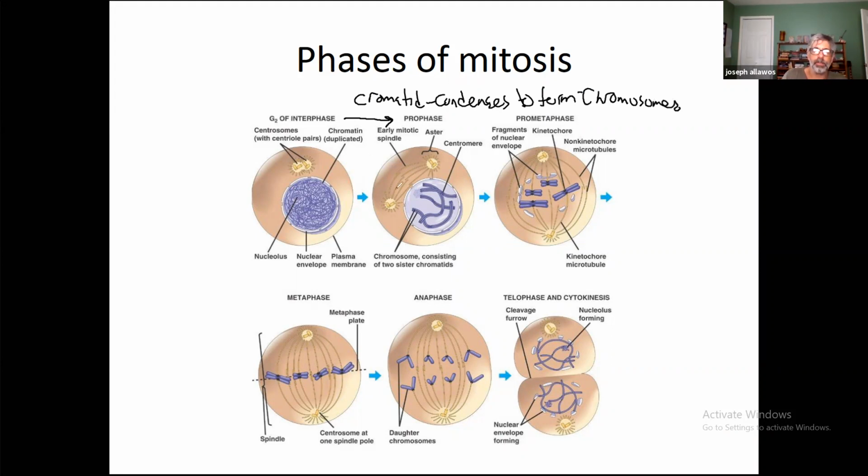So prior to prophase, you can't really see the chromosomes because it's just in this thread-like form. So it's a minor point, but it's one of the things you could add as something that occurs in that phase, okay?